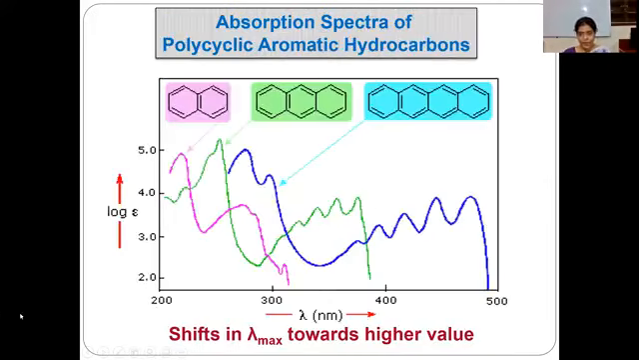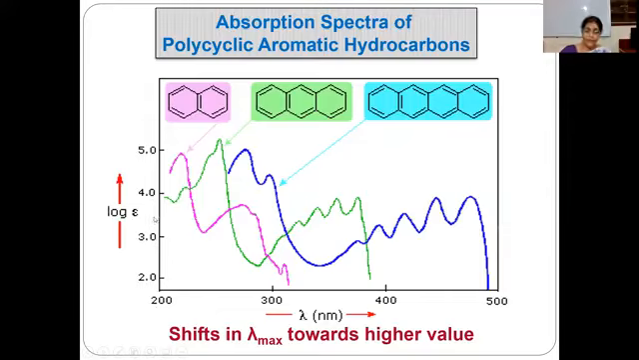Another example of conjugation is polycyclic aromatic hydrocarbons: naphthalene, anthracene, and tetracene. In naphthalene, 2 benzene rings are condensed, with 5 double bonds in conjugation. In anthracene, 7 double bonds are in conjugation. In tetracene, 9 double bonds are in conjugation. Again, as the number of condensed benzene rings or conjugated double bonds increases, the value of lambda max shifts towards higher values.